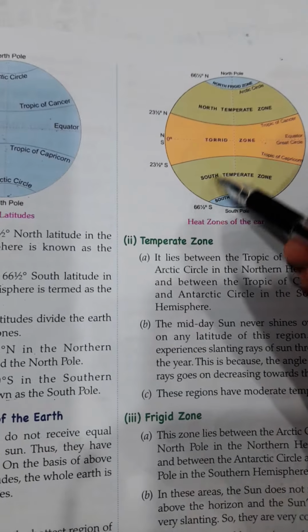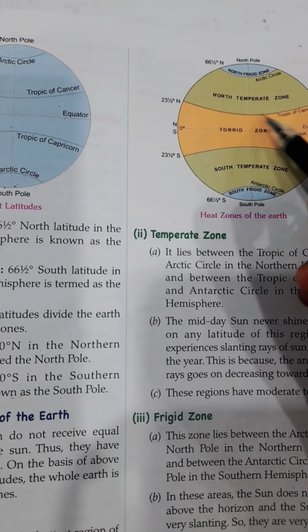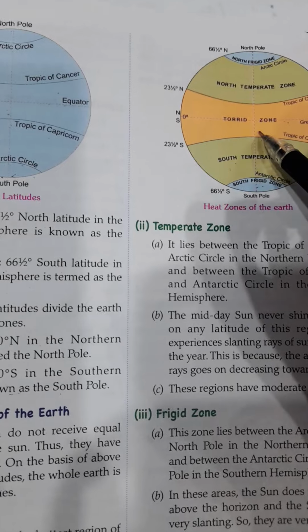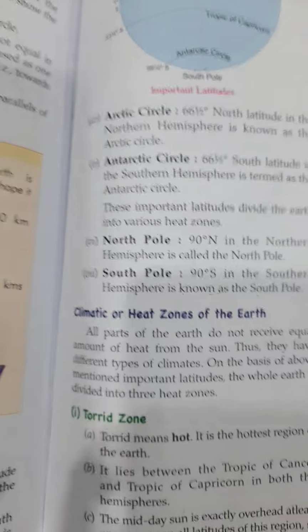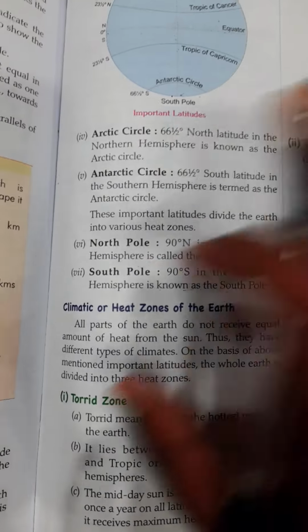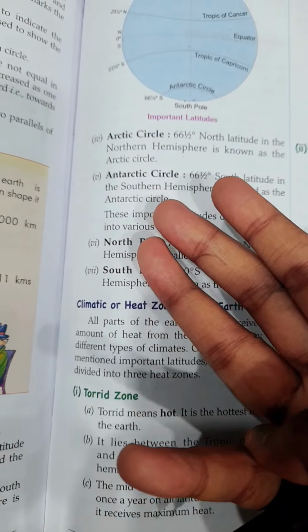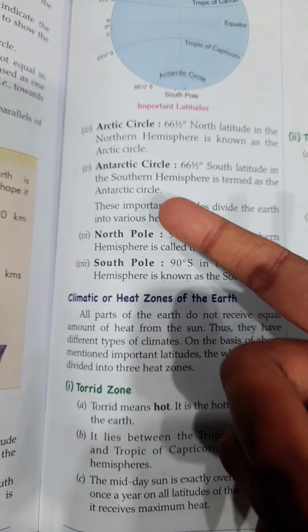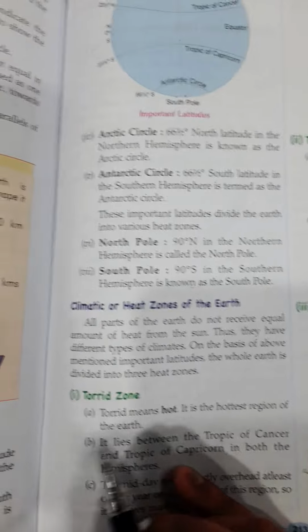So the earth has been divided into 3 zones, and this division has been done on the basis of the amount of heat received from the sun. First of all, students, just understand there are 3 heat zones. First, the torrid zone. Second, the temperate zone. And third, the frigid zone. First, we will talk about the torrid zone.